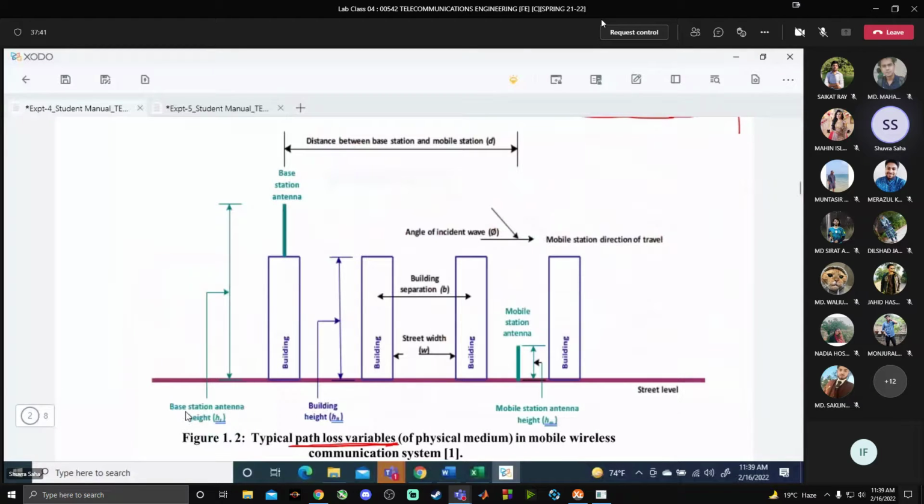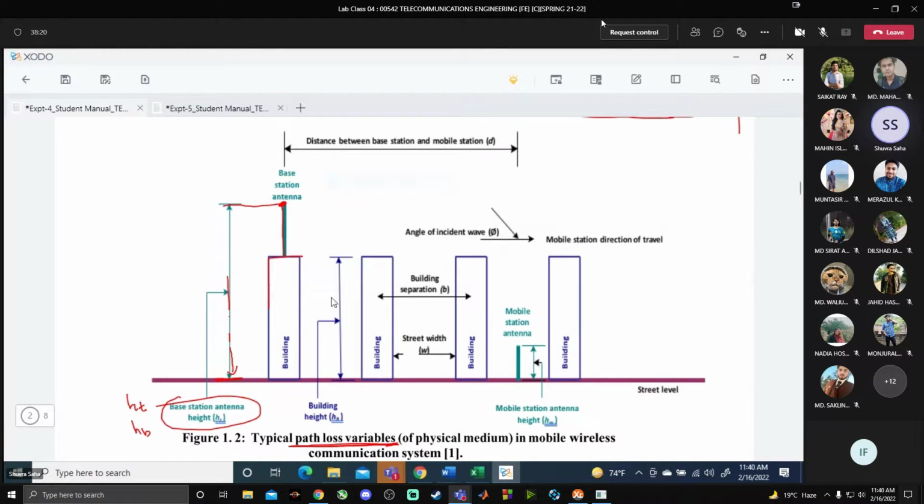So what are the factors? Our first variable is the base station antenna height. It is written as HT. Sometimes it is also represented by HB. T for transmitter, B for base station, same thing. The height is always measured from the ground, remember? The mobile tower, normally in the city areas, is at the top of a building. So this is the antenna, and the height from the ground level will be HT or HB.